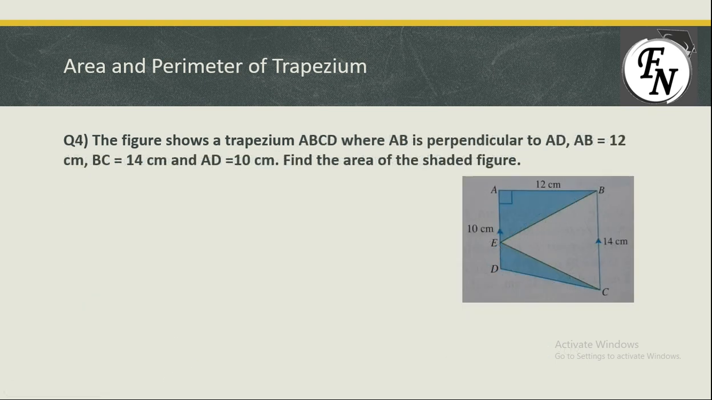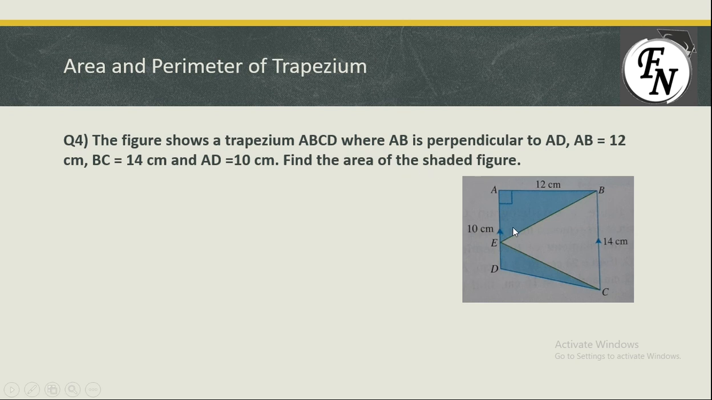The figure shows a trapezium ABCD where AB is perpendicular to AD. That means this is AD and this is BC. They are parallel, and AB is perpendicular to lines AD and BC, which means that 12 is the height of this trapezium, and 12 and 14 are the parallel sides. When I talk about this inner part, this is a triangle which has a base of 14, and its height would be the same as this 12. So I have a triangle here in the center, and this whole shape is a trapezium, and I need to calculate the area of the shaded figure.